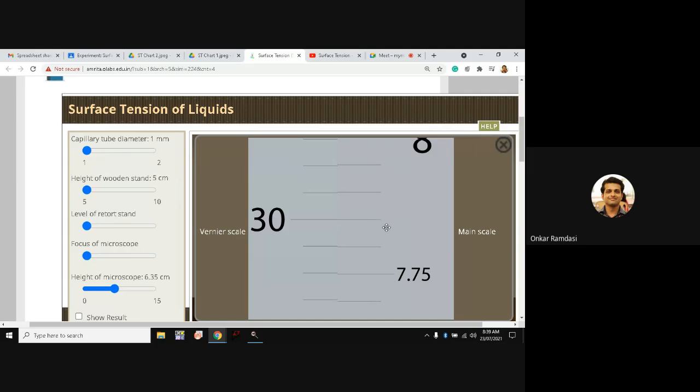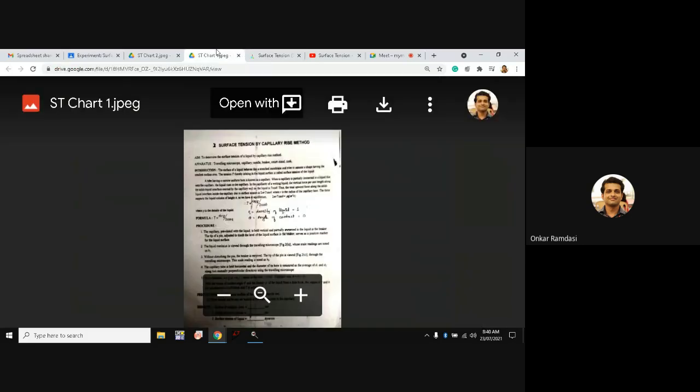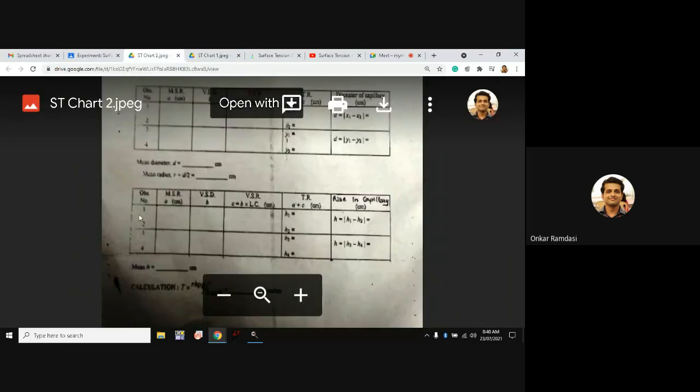6.35 main scale reading plus vernier scale reading into LC. This least count we know is 0.001 centimeter. So 6.35 plus 30 into 0.001 centimeter. That will be my final reading. Is it clear, everyone? Yes, sir.